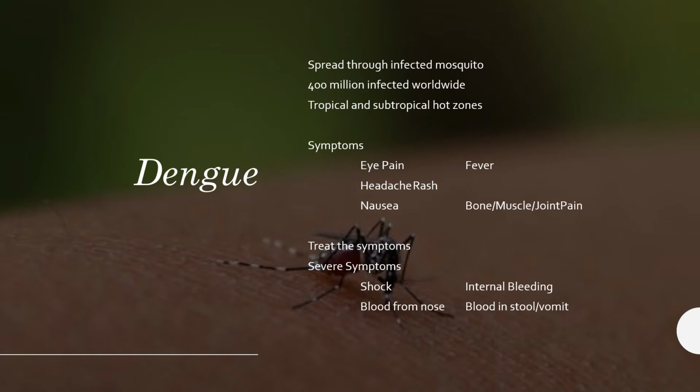And what most people may not know about dengue is there are four different types of viruses: dengue 1, 2, 3, and 4. So if you get dengue, you're not immune to it. You can be infected up to 4 times in a lifetime, which can be quite deadly.